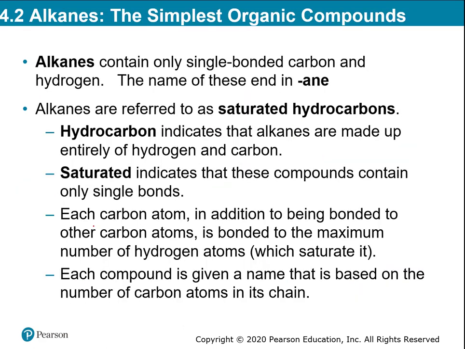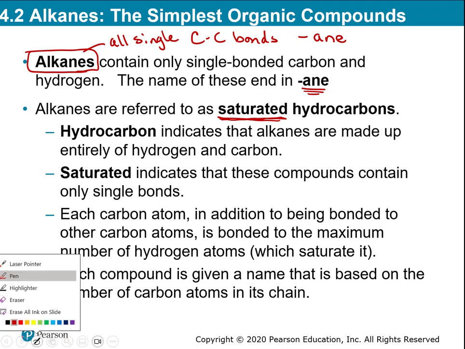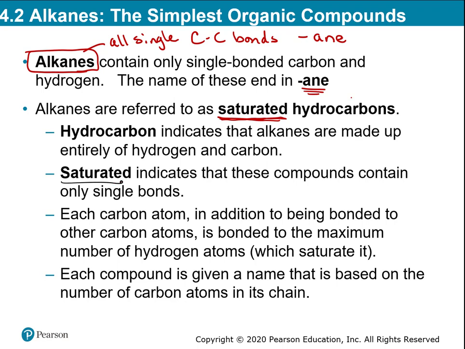Okay, so if all of the bonds between carbons are single bonds, then this is called an alkane. All single bond carbon-to-carbon connections in the molecule make the name of the molecule end in A-N-E. So all single bonds will always end in A-N-E. The other term they'll use is saturated. A saturated hydrocarbon is one that has all single bonds. So saturated, A-N-E, tells you there are no double bonds, no triple bonds between the carbons, they're all single. And those are really the ones we're going to name.